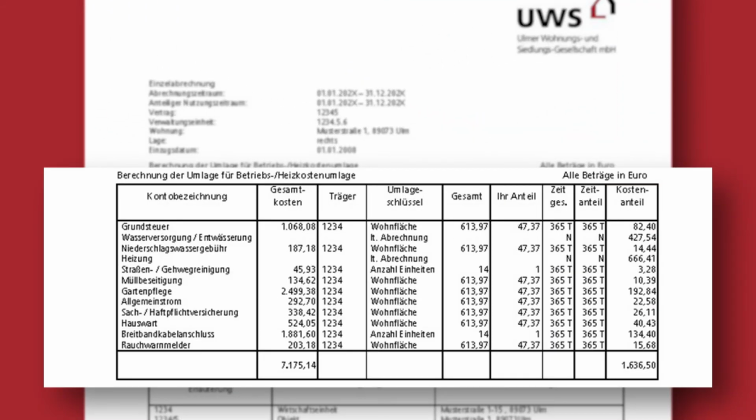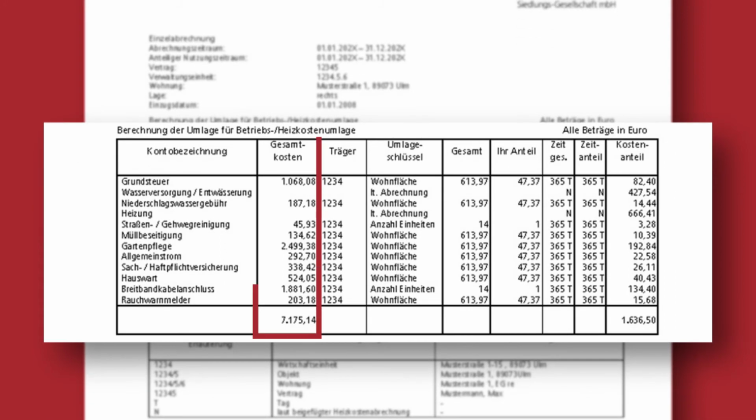The individual invoice shows you details regarding all costs payable for your flat. The total costs are always for the entire development. Your individual share in these costs is calculated using an allocation key. It is usually based on the floor area or the number of flats.